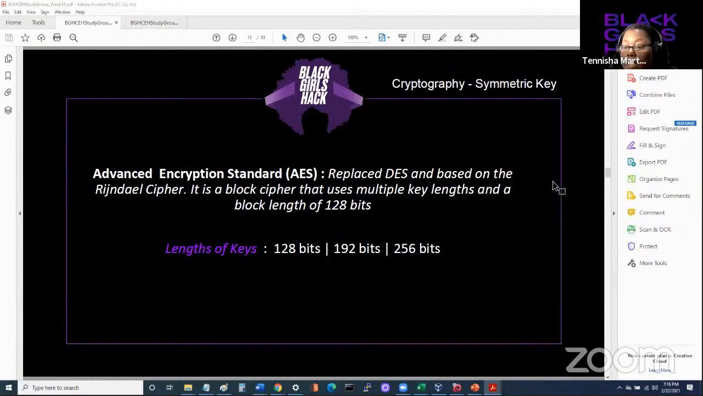So AES, this replaced DES. You'll see questions about this, as I just said, and it's based on the Rijndael cipher. It's a block cipher as opposed to a stream cipher that uses multiple key lengths and a block size of 128. So for this, you should know that there are 3 different keys. There's a 128, a 192, and a 256. And you should know that it has a block length of 128. If nothing else, you should just remember what type of cryptographic solution it is, whether it's symmetric or asymmetric, what size are the key lengths, what is the block size, and then whether it's a block or stream cipher.